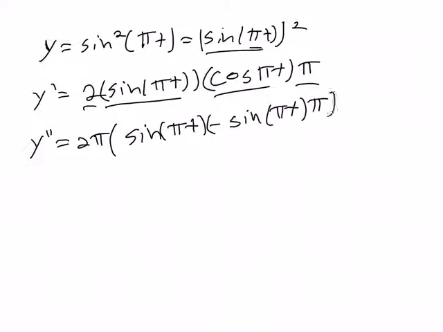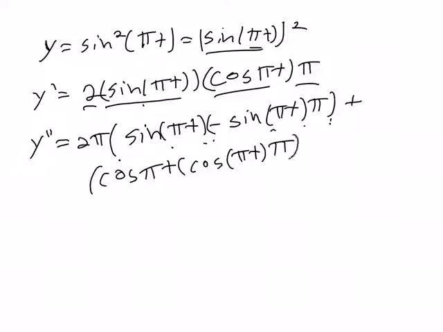times pi, and then this is going to be plus, right, this closes with that closes with that, good, and then this, good, plus, and then we're going to have cosine of pi t times the derivative of this, which is cosine of pi t times pi, and we're done. That's the second derivative.